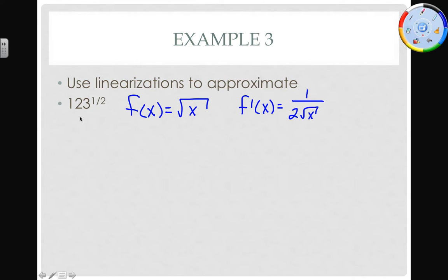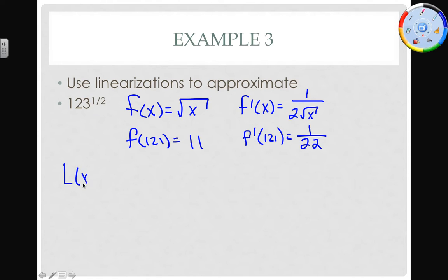Well, it just so happens that I chose a very good number here because 123 is really close to 121. So I'm going to look at f of 121 being 11. And then I can do the same thing. F prime of 121 is going to be 1 over 2 times 11, so 1 over 22. Well, that means I have everything I need now. I can take the linearization function and I can say this is 11 plus my slope at a, so 1 over 22, times x minus 121.